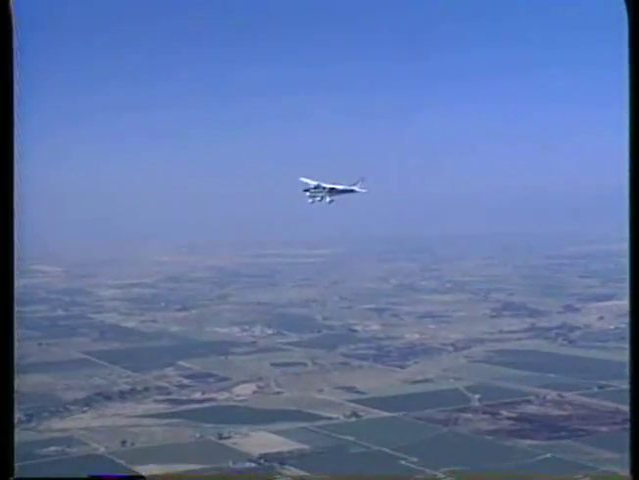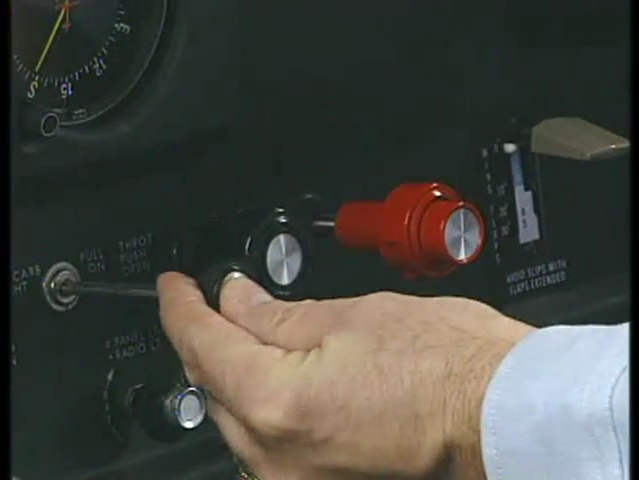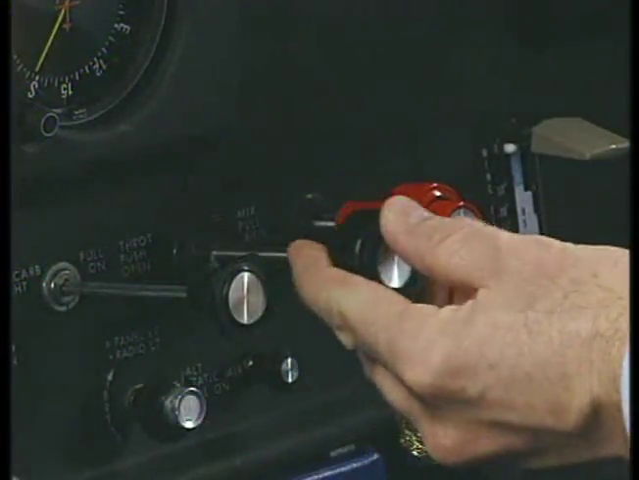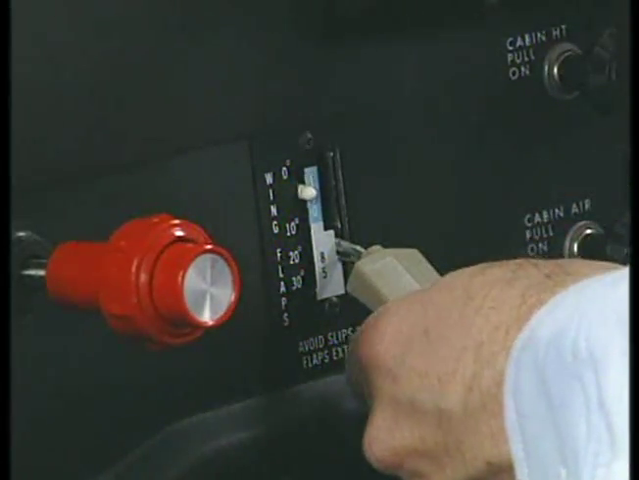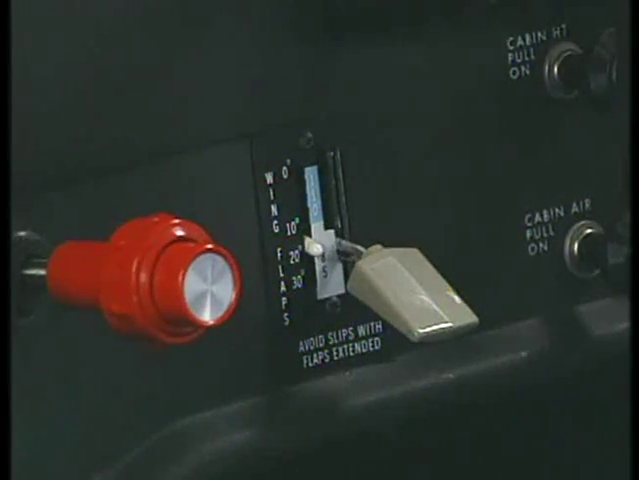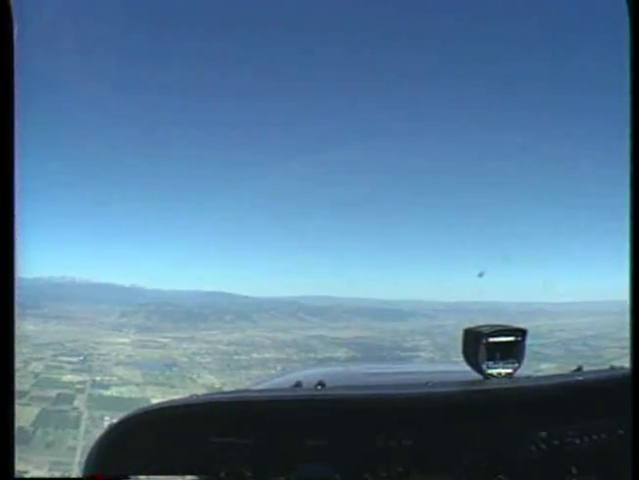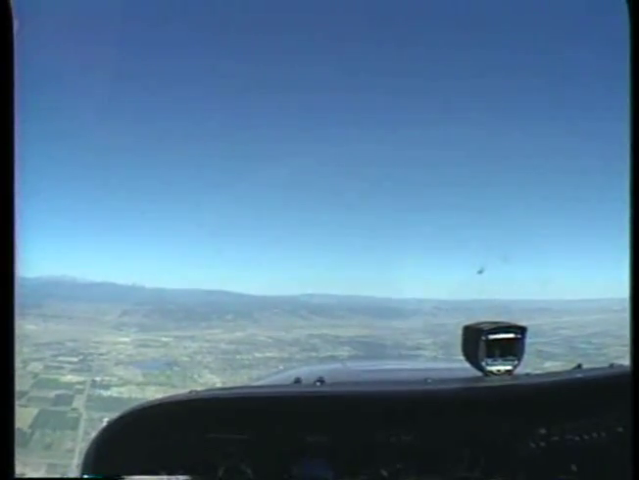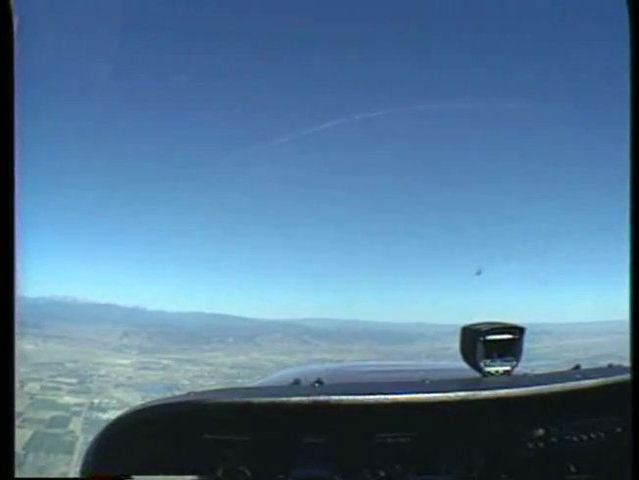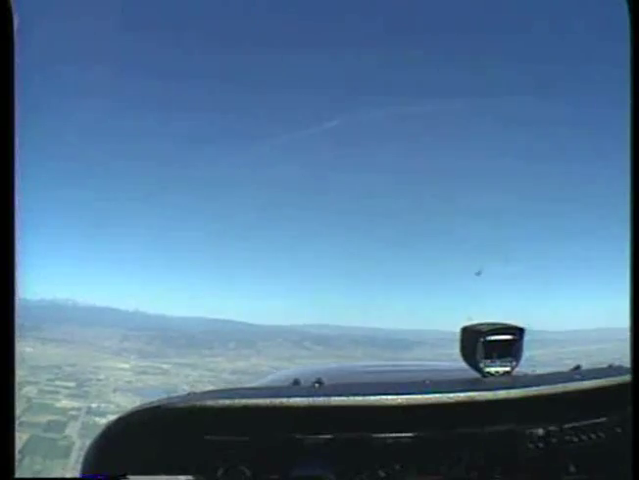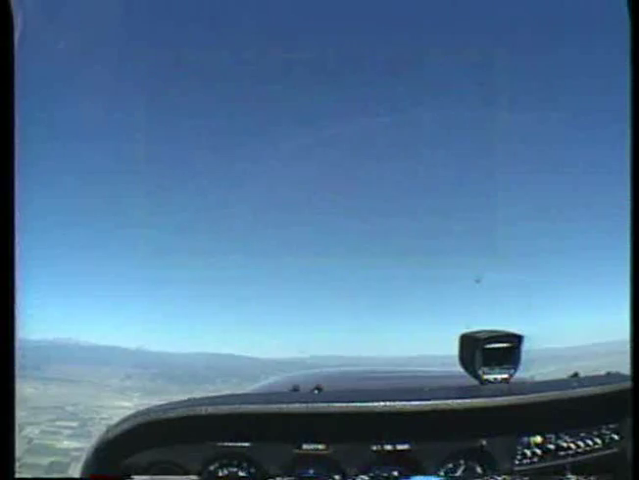After clearing the area for other traffic, slowly reduce the power. Lower 1/2 to full flaps. Then set the power to idle. Maintain altitude until the airplane slows to the approach glide speed. Once established in a glide, simulating the final approach path to the runway, smoothly advance the throttle to the maximum allowable power as you would in a go-around.